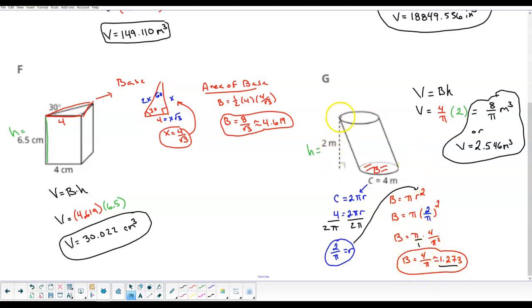The height is the perpendicular distance from the base to the other base, so 2 meters. So I'll take the area of the base of 4 over pi times 2 over 1. 4 times 2 is 8. Pi times 1 is pi. 8 over pi meters cubed is the exact volume. 2.546 meters cubed is the estimated volume.